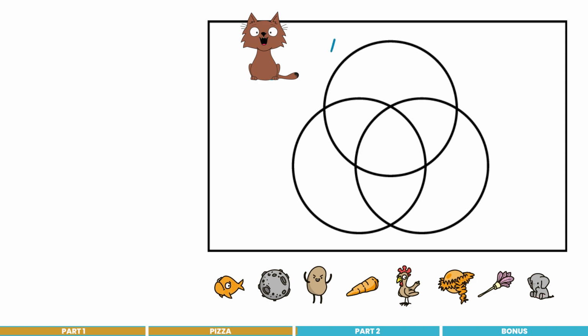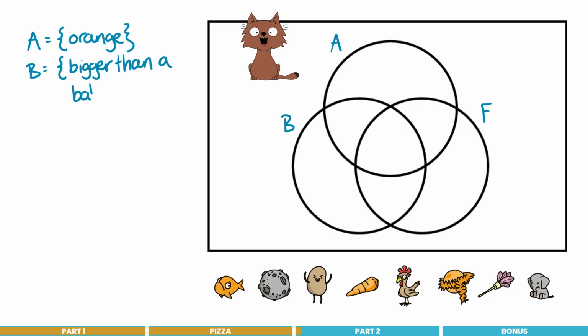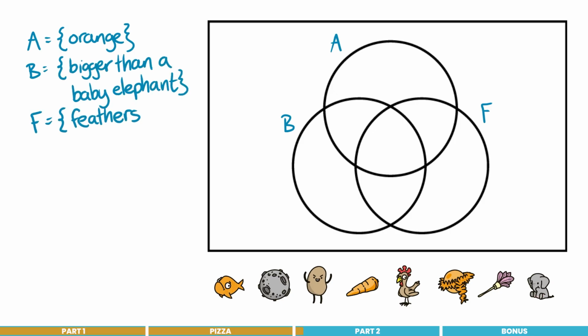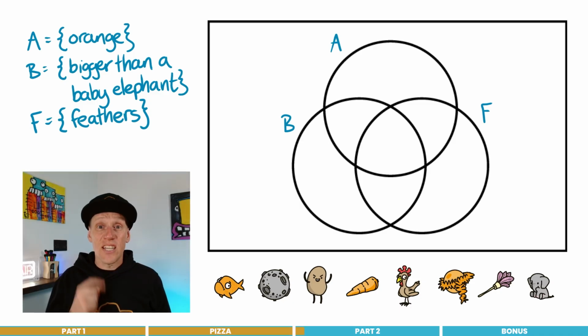Here's a diagram with 3 different sets. So our 3 sets can be A for orange things, B for things bigger than a baby elephant, and F for things with feathers. Have a pause and see if you can work out where everything goes.